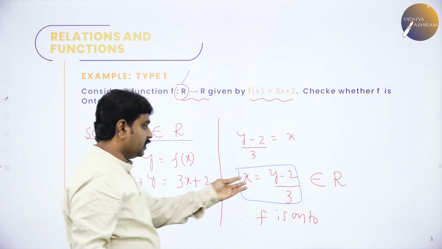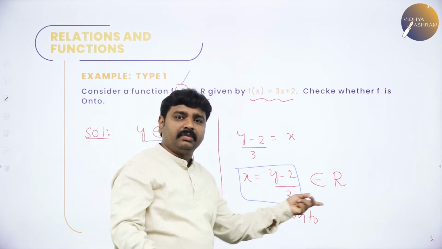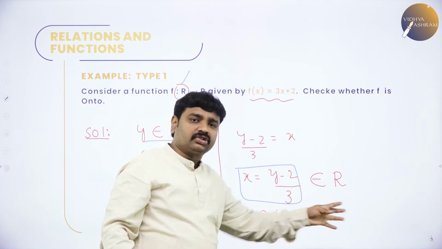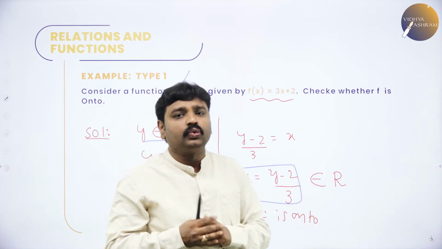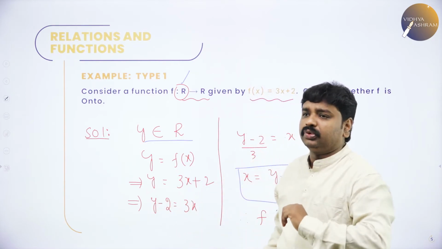The domain is what? Real numbers. Yes, y is a real number. Real minus 2 by 3 is also real, so it belongs to the domain; x belongs to the domain. Therefore, f is onto. Type 1 is simple. Any doubts? Now we'll do type 2.